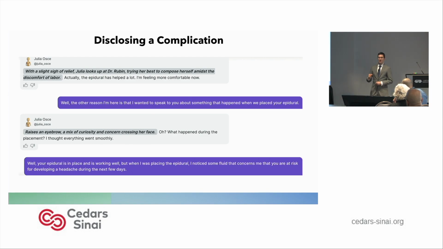Now, again, I want to emphasize this. We, especially in anesthesiology, but I think this is probably true for all medical specialties, are terrible at disclosing complications to patients. So simulated OSCEs like this, where trainees can practice this whenever they want, possibly right before they have to do it, is invaluable.